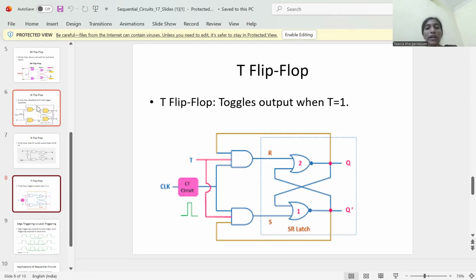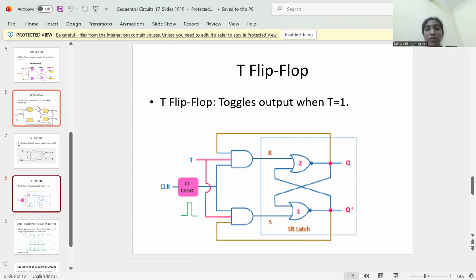If T is equal to 1 and Qn value is equal to 0, then Qn plus 1 is 1. If T is equal to 1 and Qn is equal to 1, then Qn plus 1 is equal to 0. This state is called toggle state. Here we can just remember that if the present state and input T are different, then we will get the next state value as 1. If both are the same values, then we'll have zeros.